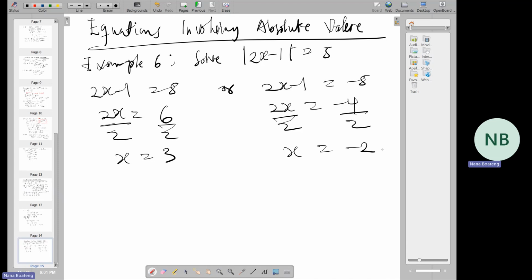So the solution set is negative 2 and 3. So that would be our solution set. All right, so let's look at another example.